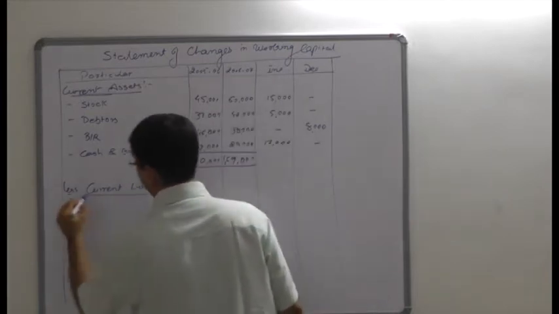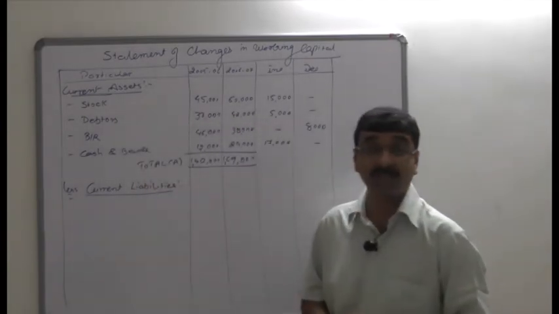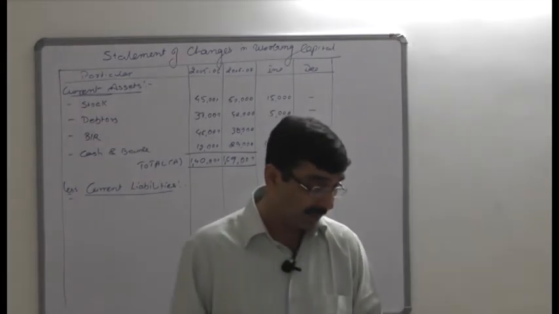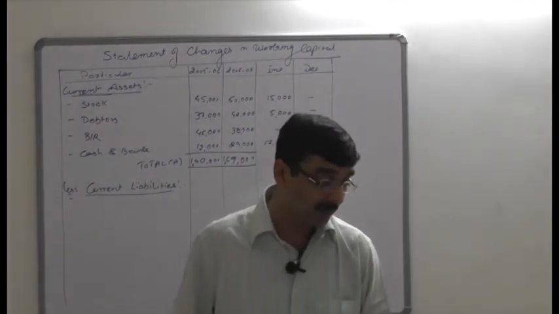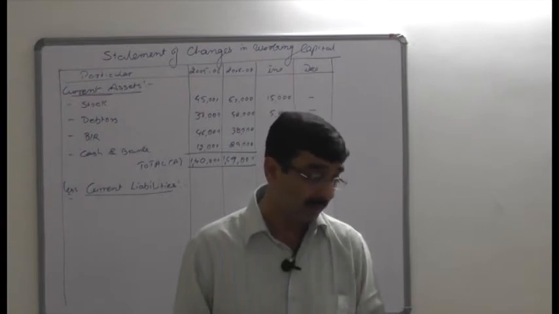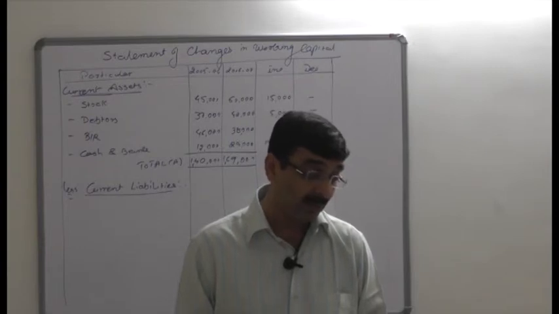As we found the current assets from the balance sheet asset side, we need to identify the current liabilities from the liability side. Start with the equity share capital, it won't be considered here. Preference share capital is also not a current liability. Then reserves and surplus is also not a current liability. Debentures are long-term borrowed funds, not at all considered.